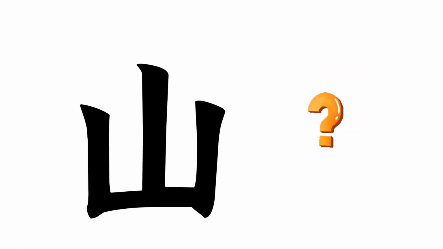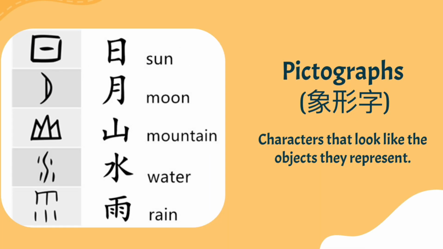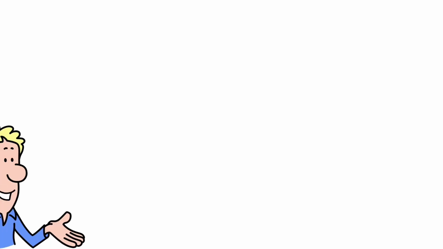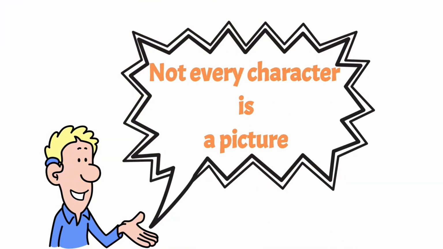Here's a question. If you saw this character, Shan, what do you think it looks like? Yes, it looks like a mountain. Pictographs are characters that look like pictures of objects that they represent. For example, 日, sun, 月, moon. But here's the catch. Not every character is a picture.